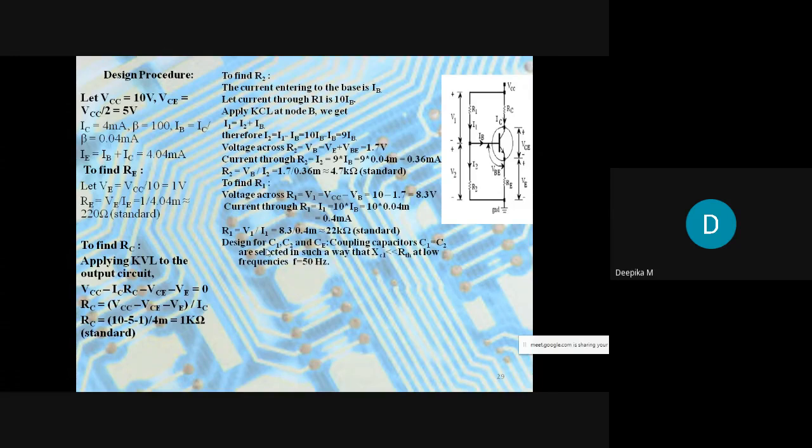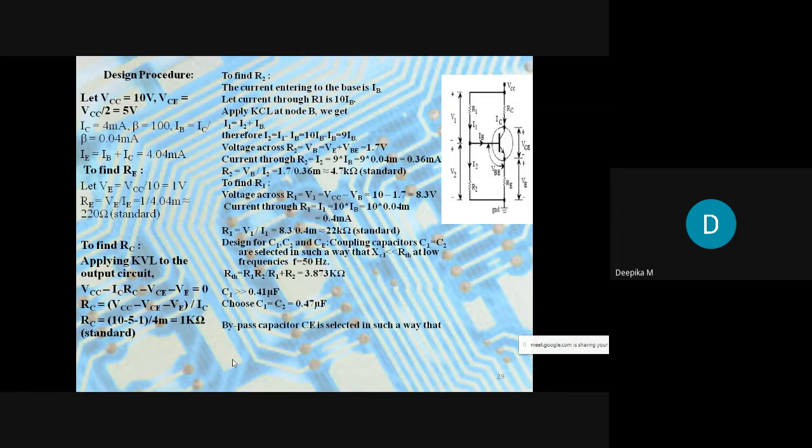So therefore, the design for C1, C2 and CE: coupling capacitor C1 equals C2 is selected in such a way that the reactance XC1 is less than Thevenin's RTH at low frequency 50 Hertz. And RTH is nothing but 3.873, and C1 is greater than 0.41. So therefore we are going to select 0.47 microfarad.